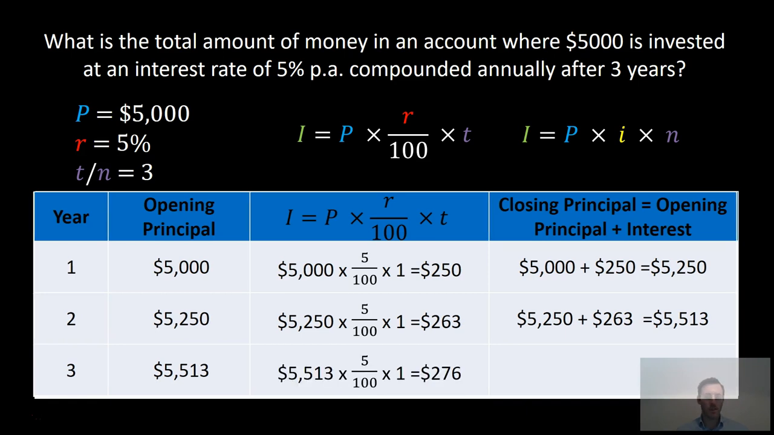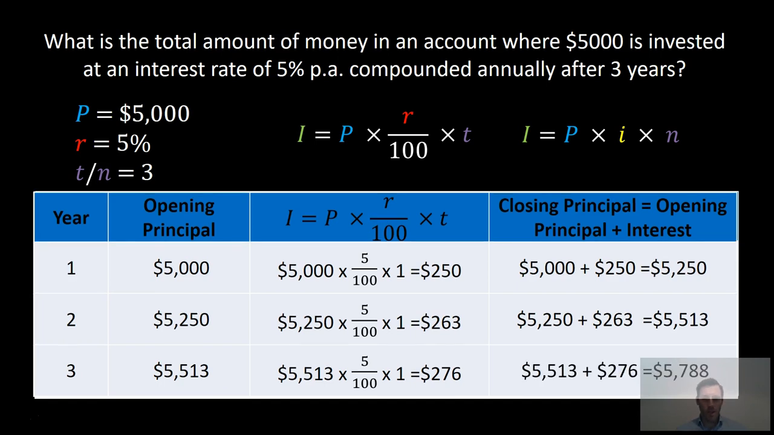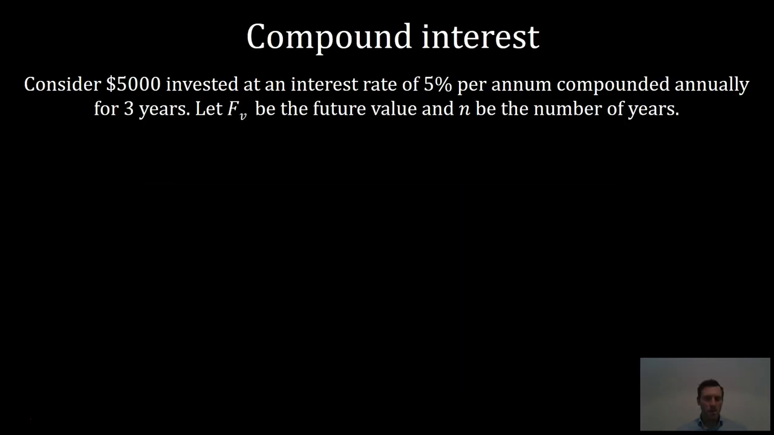And this year we get interest earned of $276. We add this to our opening principal, and we get the closing balance of the investment after 3 years is $5,788. The total interest earned is $250 plus $263 plus $276, and over the 3-year period, a total of $789 was earned.